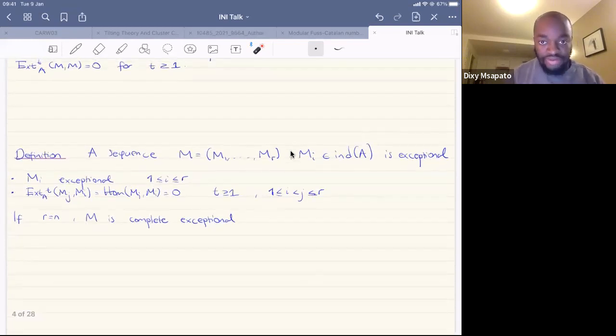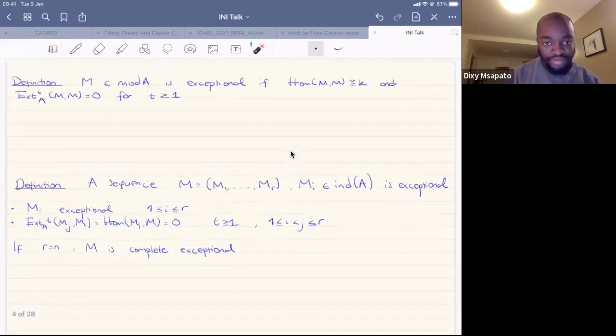A sequence of indecomposable modules M1 to Mr is going to be called an exceptional sequence if each Mi is exceptional, by the definition above, and if there are no morphisms from right to left and no extensions from right to left of any degree. Formally, Ext^t of Mj to Mi is equal to 0, and Hom of Mj to Mi is equal to 0 for t greater or equal to 1 and j greater than i. If this number r is equal to n, where n is the number of simple modules up to isomorphism, we're going to say that the sequence is a complete exceptional sequence.